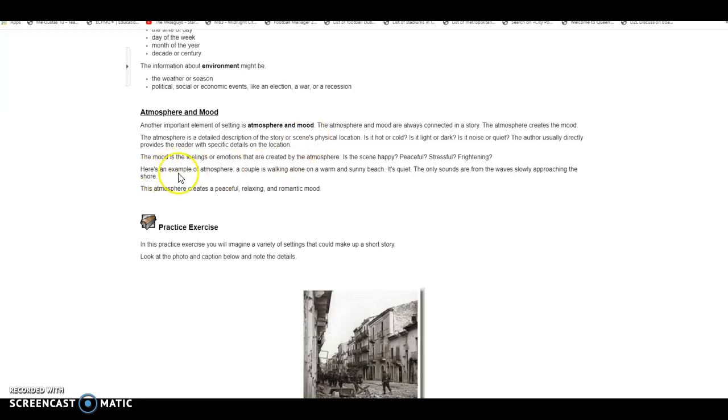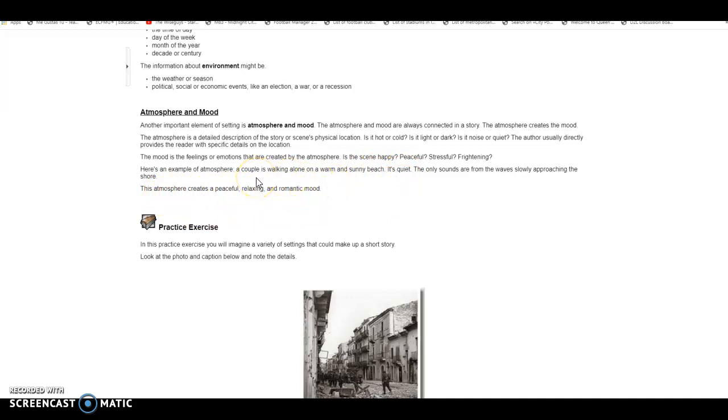So an example of that would be if I was to have an atmosphere that said a couple is walking alone on a warm and sunny beach, it's quiet, and the only sounds that we hear are soft waves slowly approaching the shore. So that would be the physical environment, a description of it. Now, the mood is the feelings and the emotions that physical environment, that atmosphere creates. So does the atmosphere create a happy or peaceful or stressful or angry mood? What are the feelings that are being created by the scene? So if we have that warm, sunny beach, that's probably going to create a peaceful, relaxing, or romantic mood.